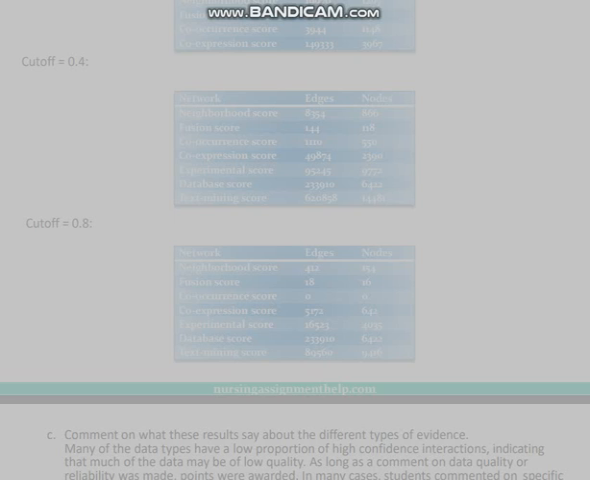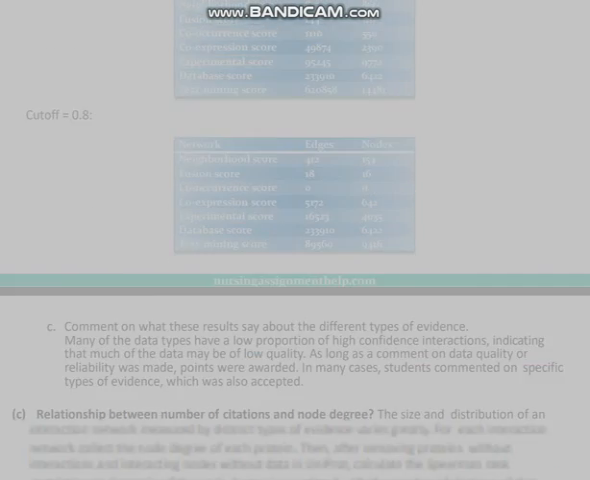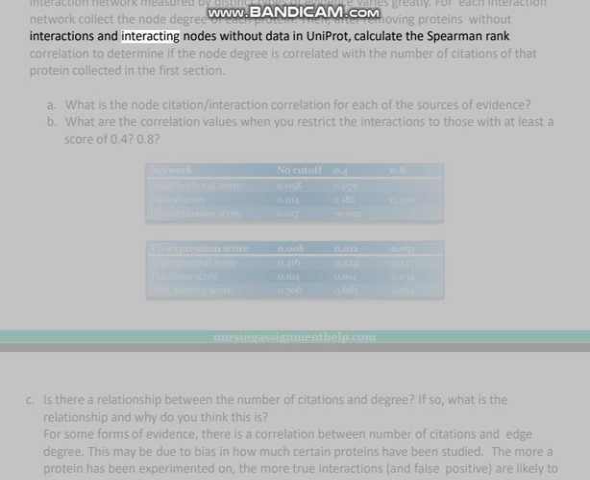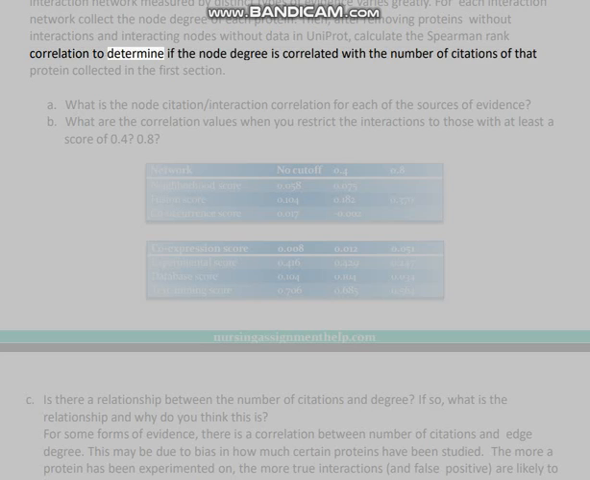C. Relationship between number of citations and node degree. The size and distribution of an interaction network measured by distinct types of evidence varies greatly. For each interaction network, collect the node degree of each protein. Then, after removing proteins without interactions and interacting nodes without data in UniProt, calculate the Spearman rank correlation to determine if the node degree is correlated with the number of citations of that protein collected in the first section.